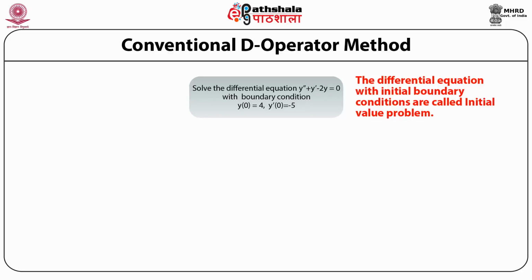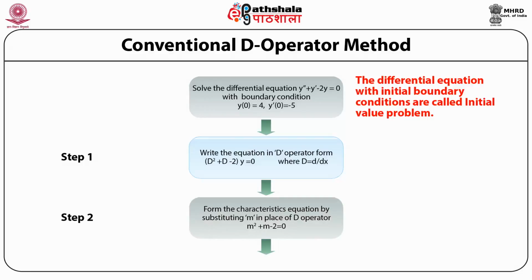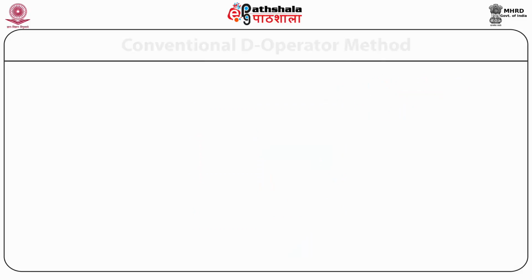Now how do we do a conventional D operator? We represent y dash as d and y double dash as d squared. So what do we get? We get d squared plus d minus 2 whole times y is equal to 0. Then what do we do second? We form the characteristic equation by substituting m in place of d. So we have m squared plus m minus 2 is equal to 0.